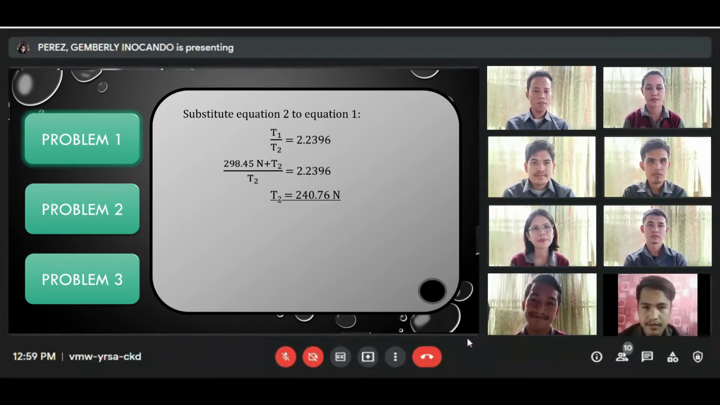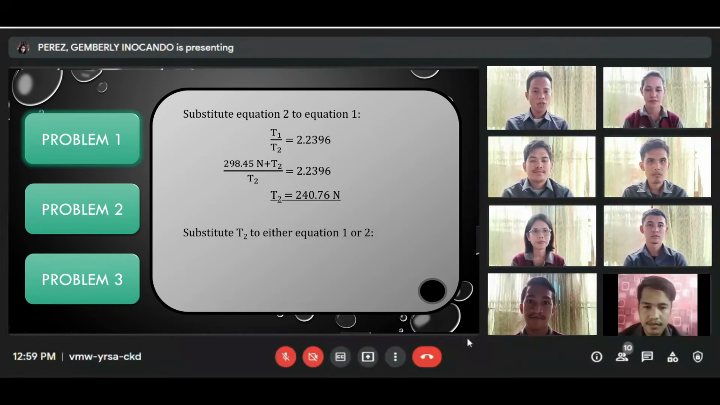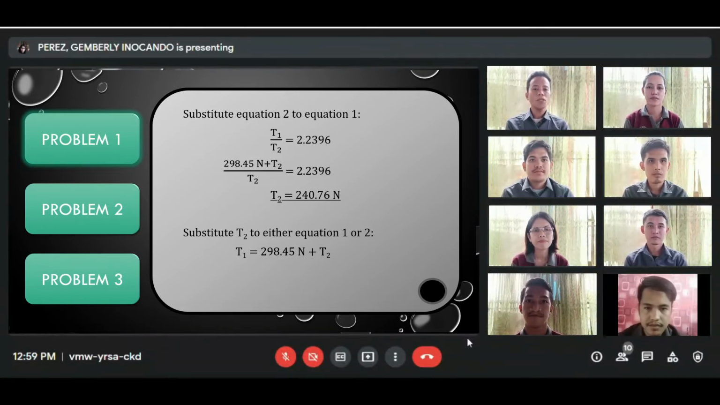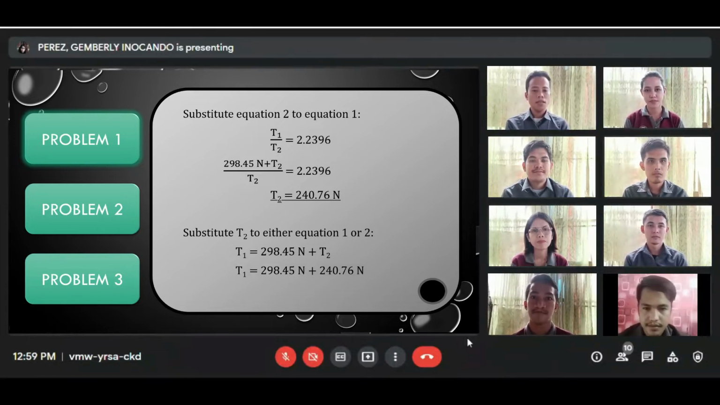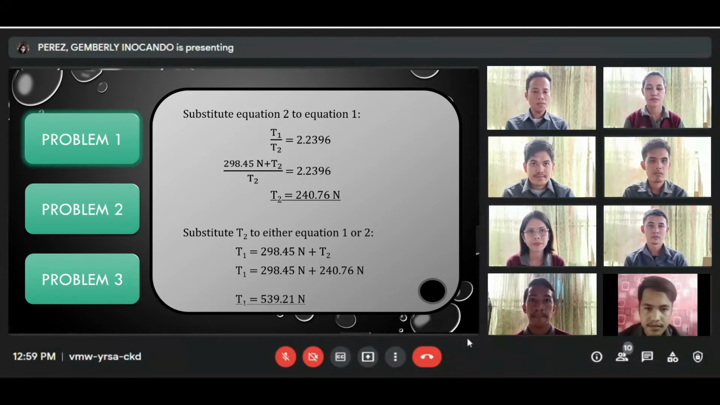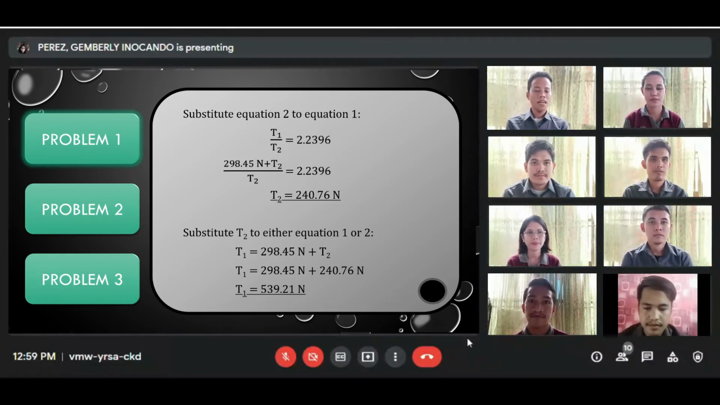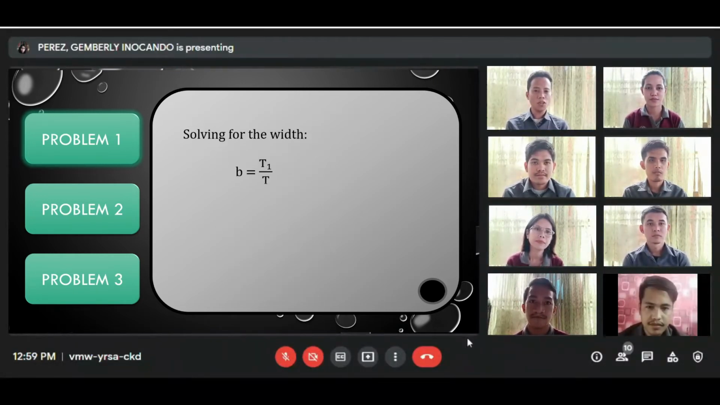Then since we don't have the value of T sub 1, we have to substitute T sub 2 into either equation 1 or equation 2. So T sub 1 is equal to 298.45 Newton plus T sub 2. Substituting the value of T sub 2, we have 298.45 Newton plus 240.76 Newton. Then T sub 1 is equal to 539.21 Newton.